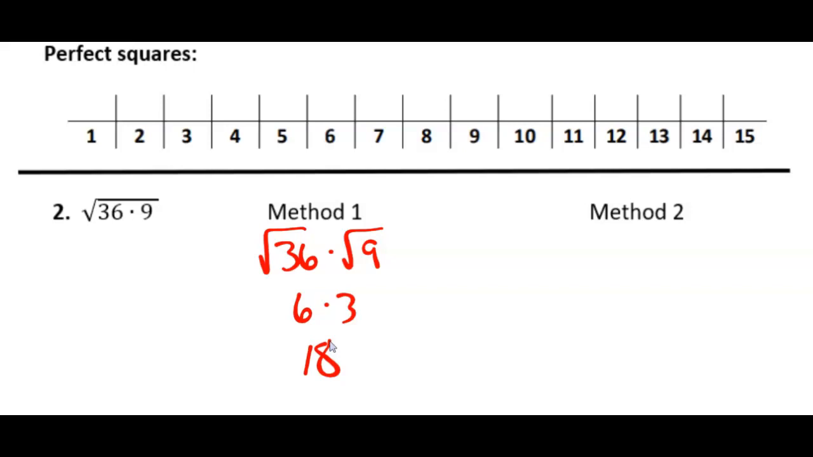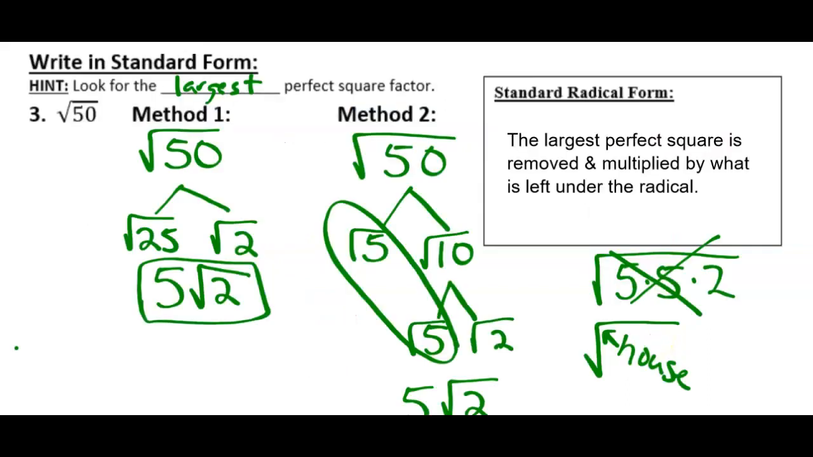Also, if I were to multiply that together, I would get 324. And if I would take and use my calculator and do the square root of 324, I would get 18. Okay, fantastic. So now let's look at number 4.